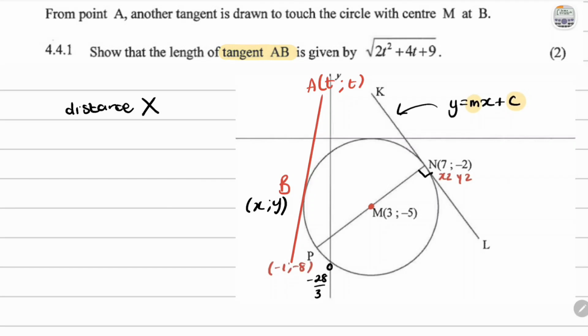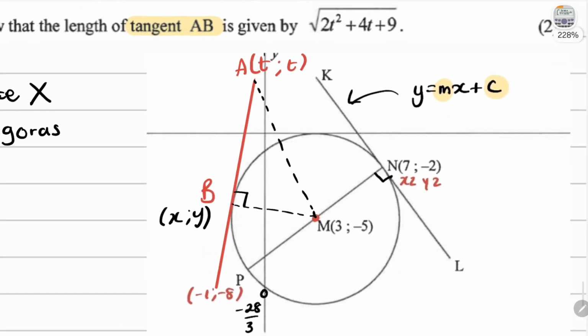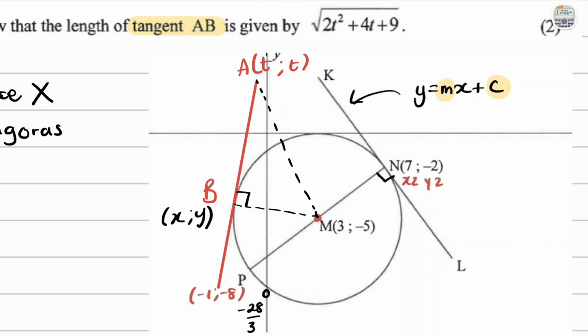So let's see, can we form a right angle triangle with this tangent and the center of the circle, so that we can use Pythagoras on this? Okay, so let's see if we can do that. We're going to draw a line perpendicular, a radius perpendicular to that point of contact. Because this is AB, for you to draw a right angle triangle that includes this length AB, you're going to have to connect the points A and M. And if you connect A and M, there you have a right angle triangle.